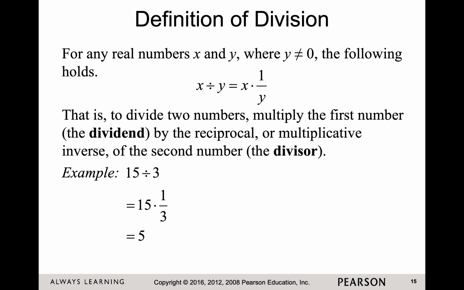So 15 divided by 3 becomes the multiplication of the reciprocal. 3 over 1, the reciprocal would be 1 over 3. So notice how the sign changes from division to multiplication. Again, this is so very important for later on.